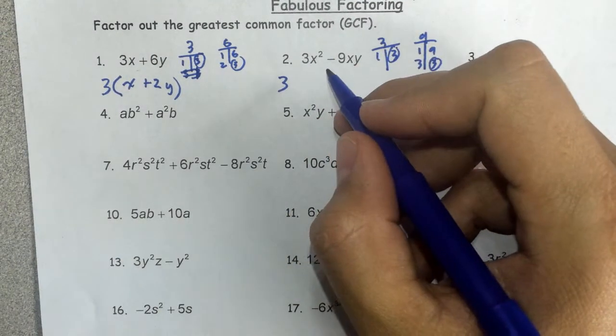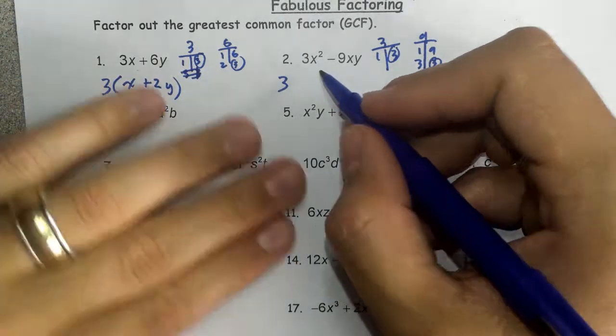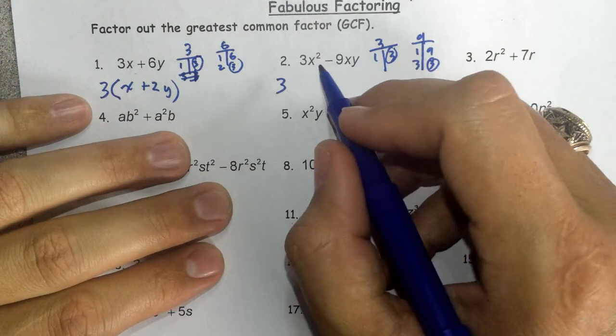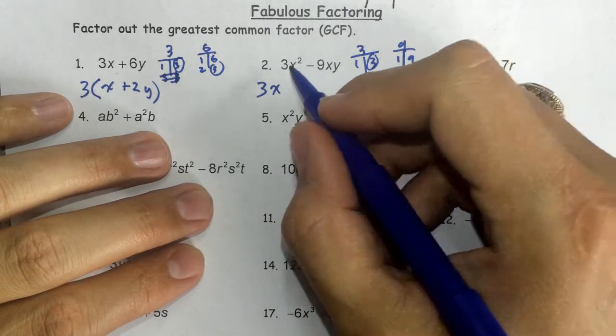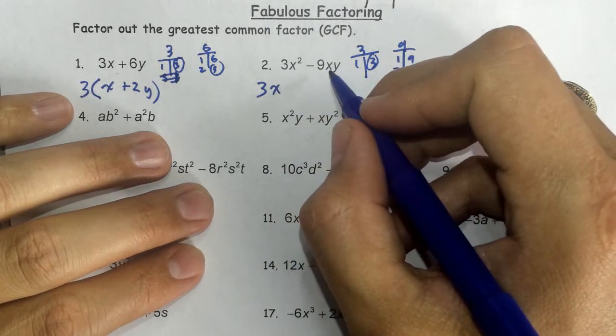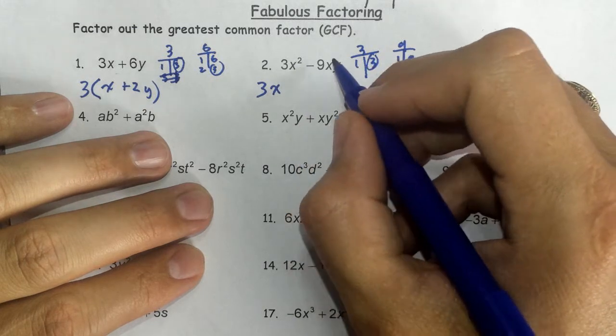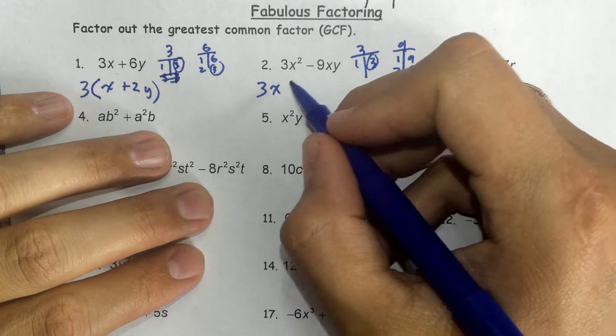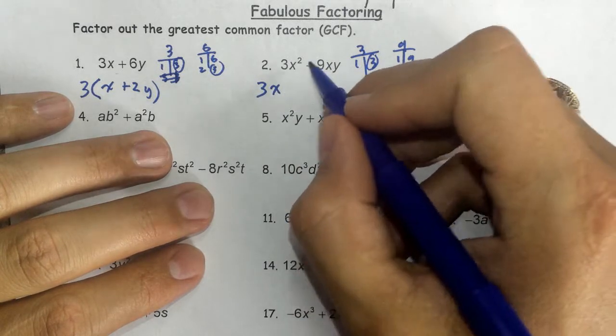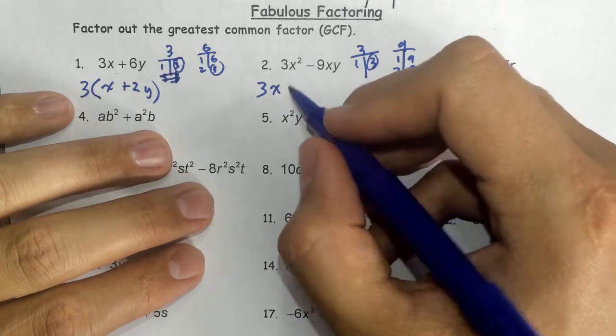But this one right here, if I look at my variables on both my terms, both of my variables have an x. I'm simply going to take that x out. I want the smaller of the two. So this has a 2, this has a 1. I'm going to take the 1. The reason we take the smallest one out is because it will go into the big one.